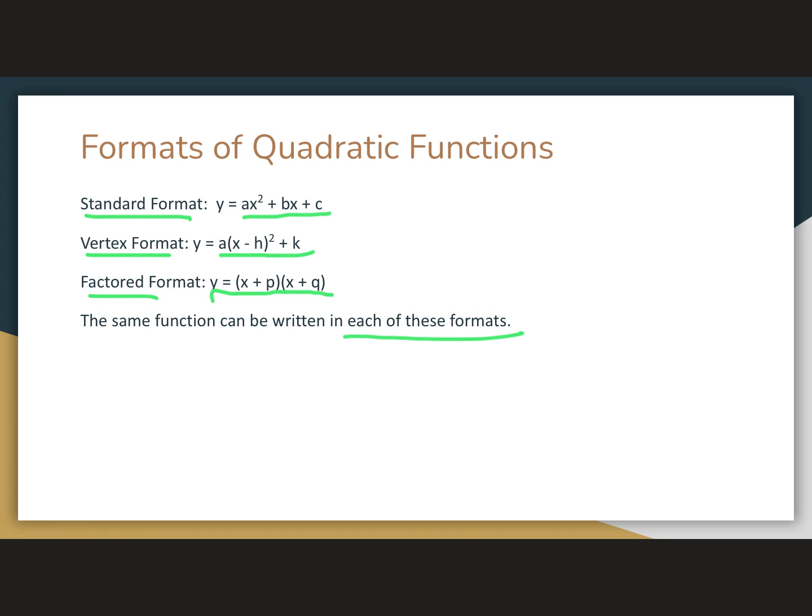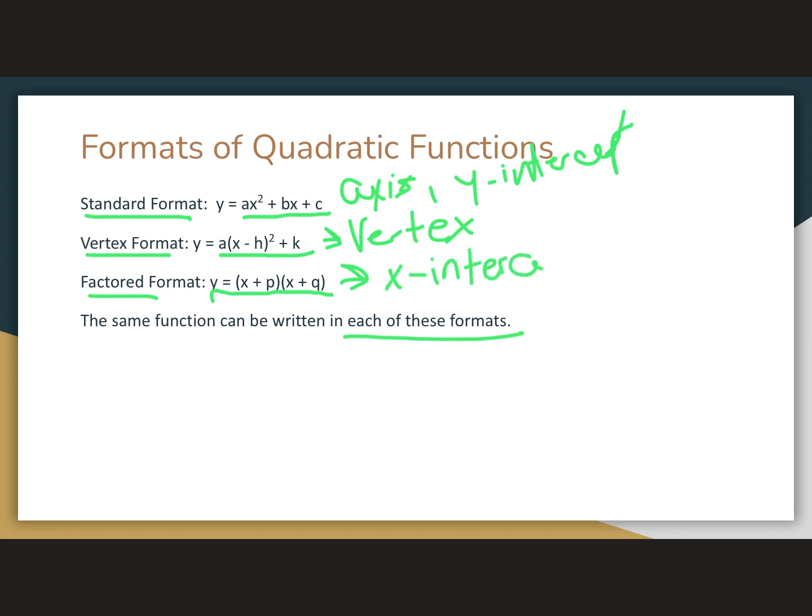So, of course, we know in standard form, we can easily see our axis of symmetry, and we can see our y-intercept. In vertex form, you easily see the vertex. And in factored form, you can easily see the x-intercepts, which are also called the zeros of the function. Okay? So let's look at converting between them.